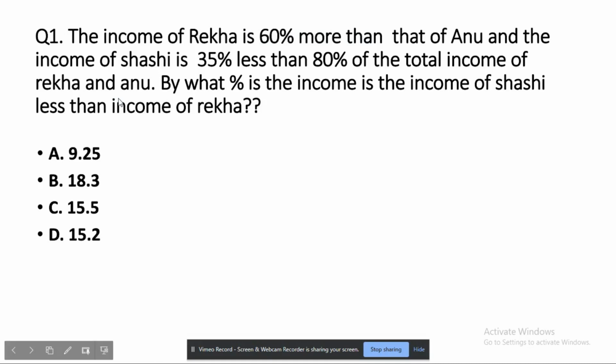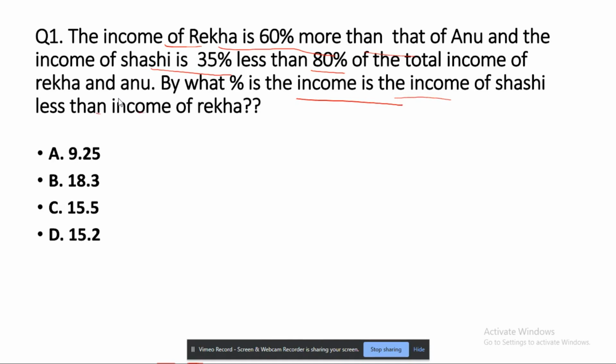In this video, we are discussing the aptitude question asked for TCS Equity on 14 September. The income of Rekha is 60% more than that of Anu, and the income of Shashi is 35% less than 80% of the total income of Rekha and Anu. By what percent is the income of Shashi less than the income of Rekha?